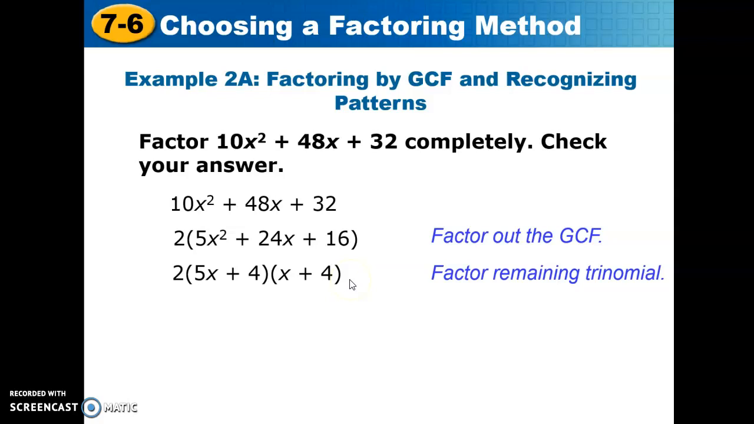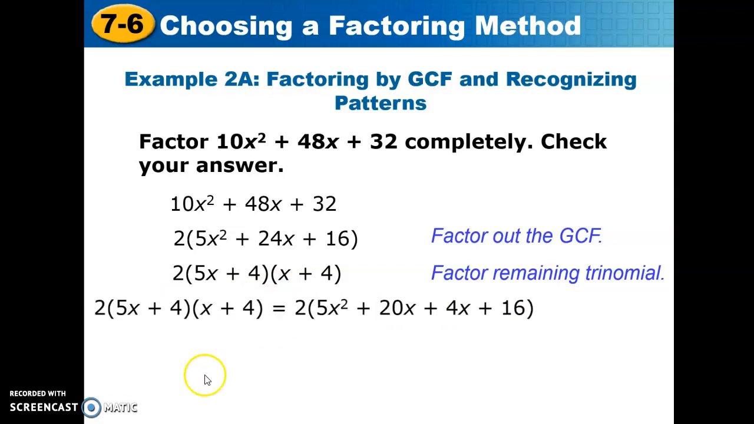Now at this point you want to check your work and make sure you don't have any common factors in there or anything else to simplify. It doesn't look like you do. What you would do is use FOIL to check your work, and then when you get that answer, multiply it by 2.